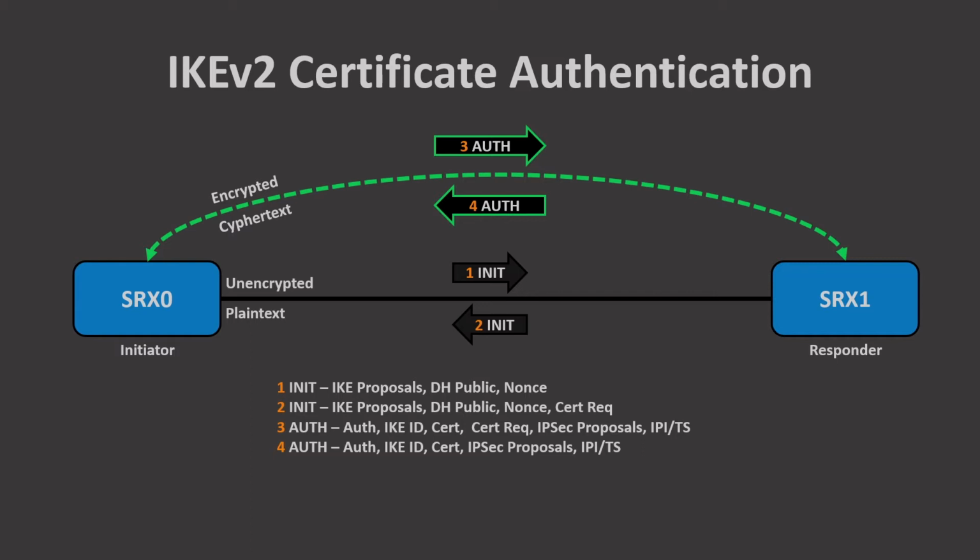So then SRX0, at this point, once he gets the init packet from SRX1, has everything he needs to create the encrypted IKE tunnel. And if everything succeeds with the next two packets, which are the two authentication packets, then this IKE tunnel will stay up and continue, and the IPSec tunnel will be spawned. If anything fails with either of these two auth packets, then this IKE tunnel will be torn down. So in this auth packet that SRX0 sends, there's going to be the authentication piece. We're going to get back to that in a second. Then there's going to be his IKE ID, his certificate.